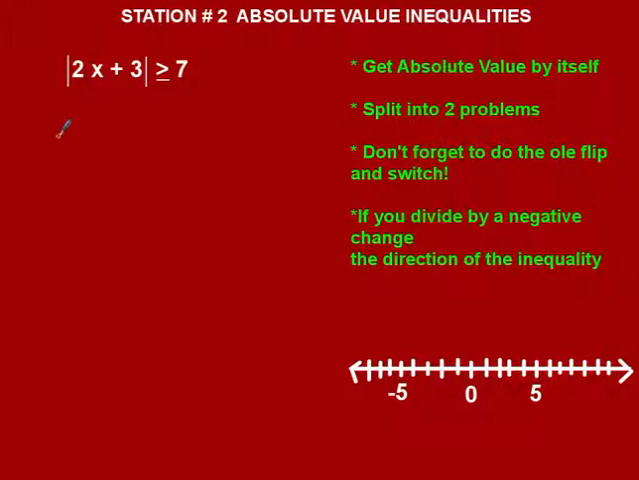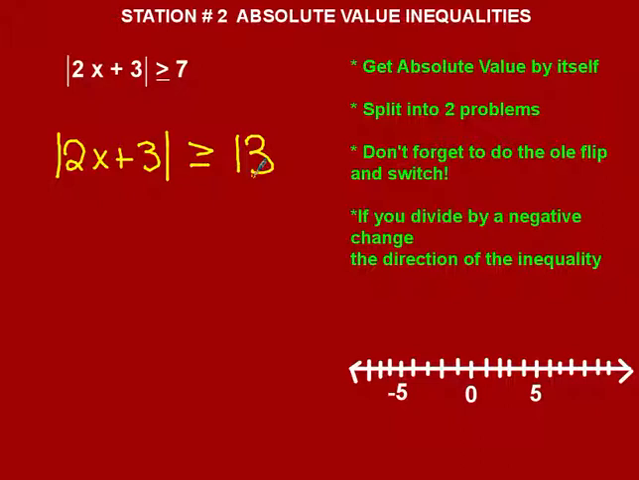So first thing, we're going to add 6 to both sides. So we get greater than or equal to 13. Now, it's an absolute value, so we have to set up 2 cases. What's in the absolute value might be positive or it might be negative. Now, this is an inequality, not an equation, so we're going to have to keep the old flip and switch in mind.